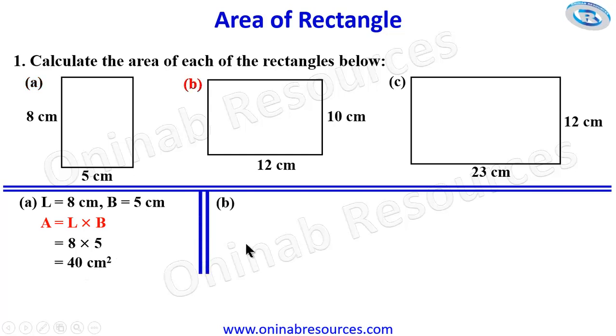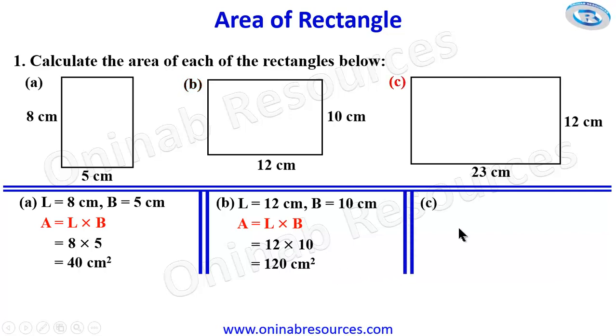So we then go to B part of the problem. For B, our length in the rectangle is 12 centimeters. The breadth is 10 centimeters. So area is still length times breadth, giving us 12 times 10. And 12 times 10 is 120 square centimeters. The mental mathematics of calculating 12 times 10 is just to write the 12 and add the 0 behind the 12 to give you the product. So that's all for B.